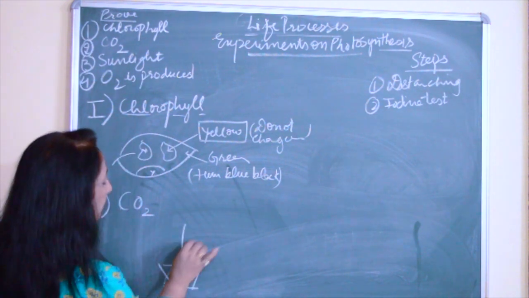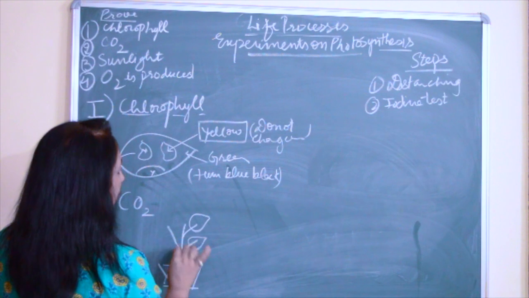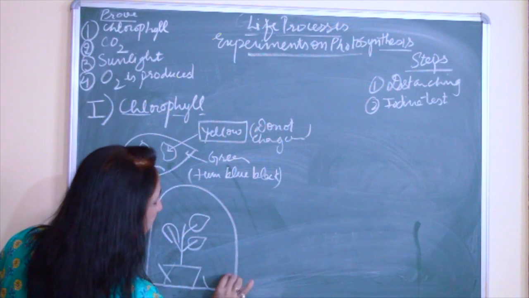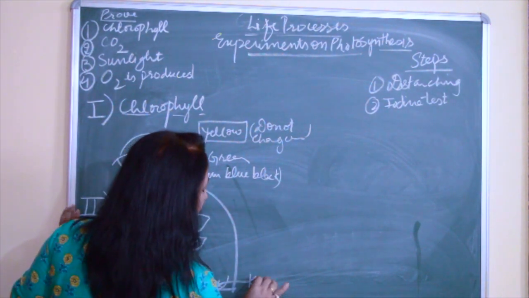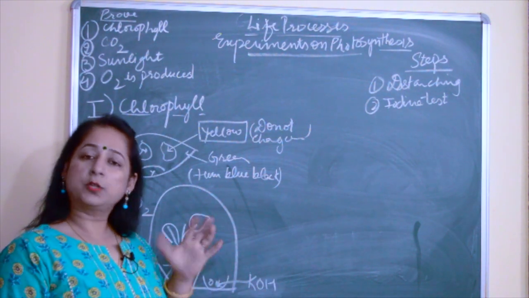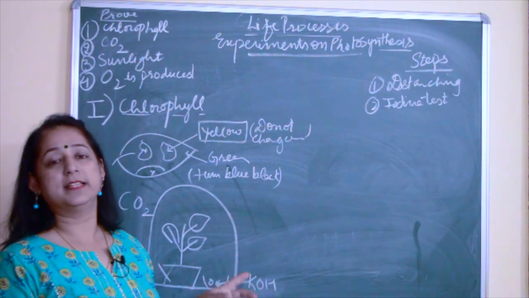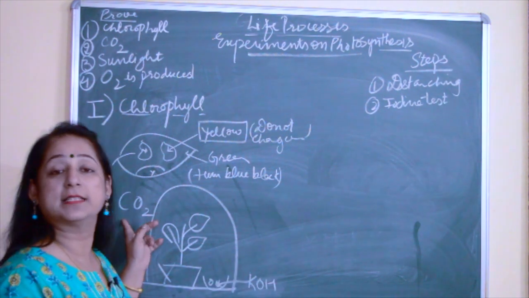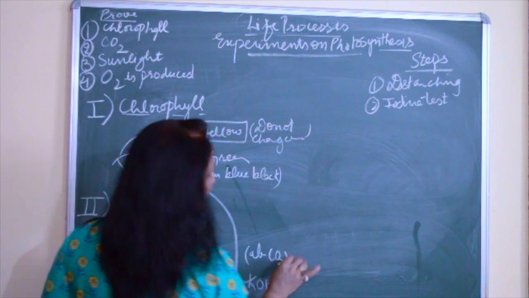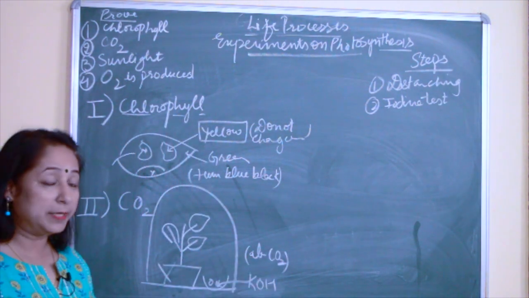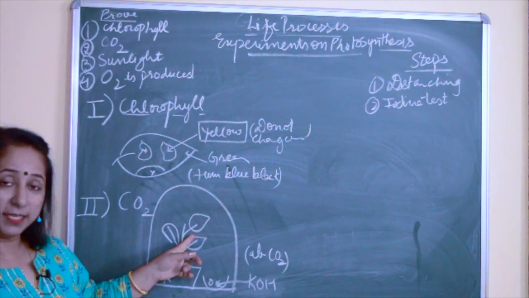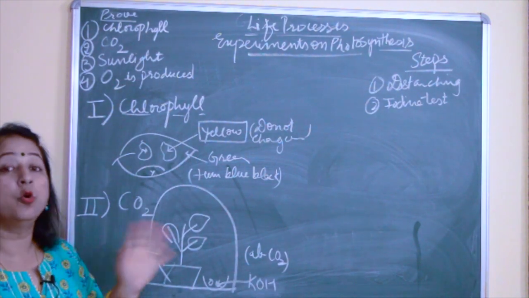After destarching, what do we do? We keep this plant here, and over this plant we will place a bell jar, and inside this bell jar we will place a petri dish which will have KOH crystals. What is the property of KOH? Whenever you get a diagram in the paper and questions from it and KOH is placed, you must understand that this is an experiment to prove that carbon dioxide is necessary for photosynthesis, because KOH has a property to absorb carbon dioxide. It absorbs carbon dioxide. So what will it do? It will absorb the carbon dioxide from this bell jar. So this leaf is getting sunlight, is getting water, has chlorophyll, but there is no carbon dioxide.